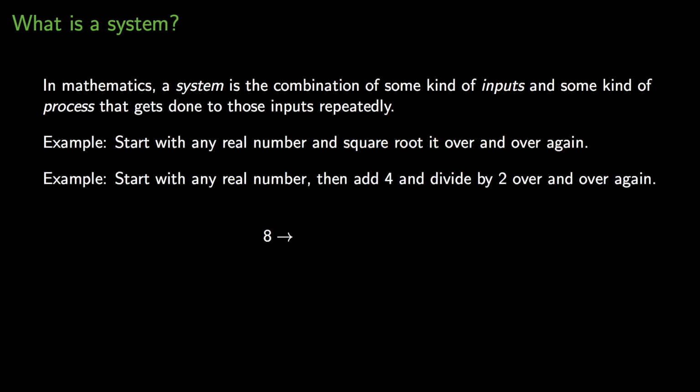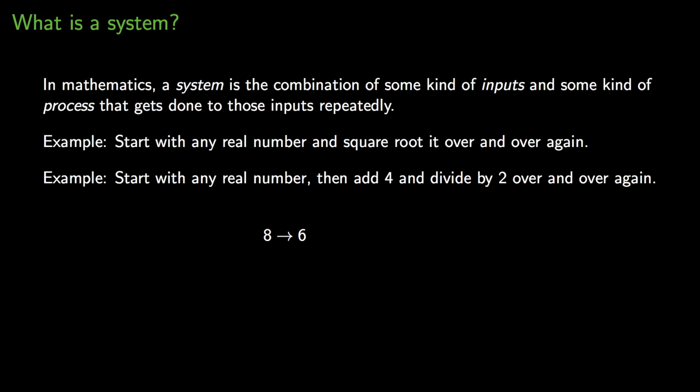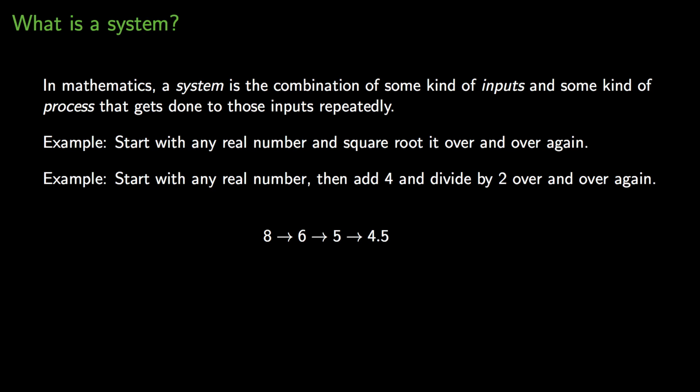Here's a second example. Start with any real number you like, and then we have a two-part process: add 4 and divide by 2 over and over again. So if I start with 8, I have to do the two-step process to 8 to get the next number. This is really important. The next number isn't 12. You have to add 4 and then divide by 2. So the next number is 6. And then you add 4 and you divide by 2 to get 5. Add 4, divide by 2. And you can keep going as long as you like.